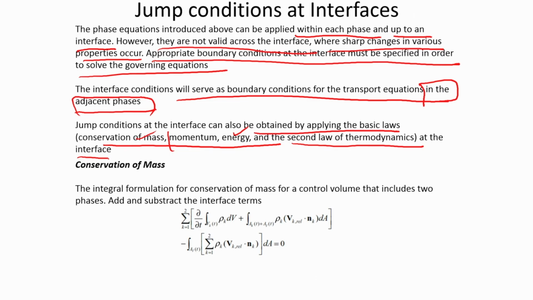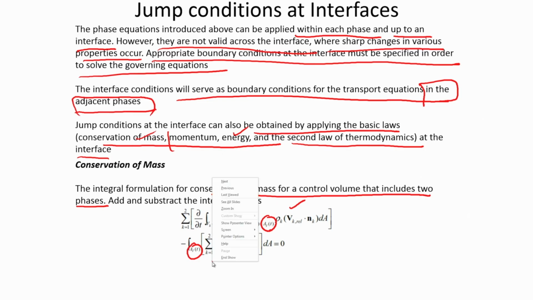Okay. So, the integral formulation for conservation of mass for a control volume that includes two phases is something we have already covered. Now, what we are doing is that we are adding the interface term and we are subtracting the interface term. Okay. So, up to this part it was already there, right. If you just take this out, this and this was already there, except now that we have added the interface, and we have subtracted the corresponding interface over here, getting my point.